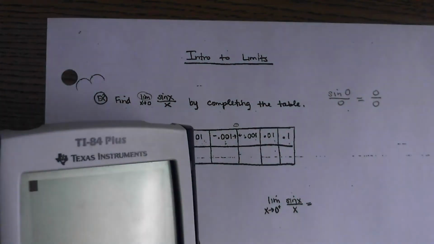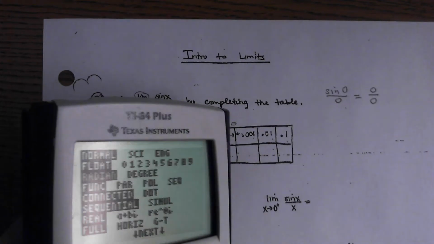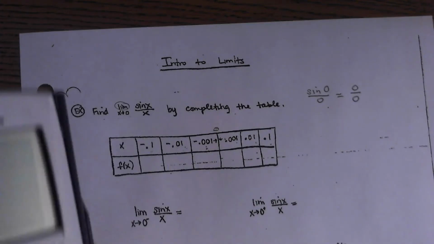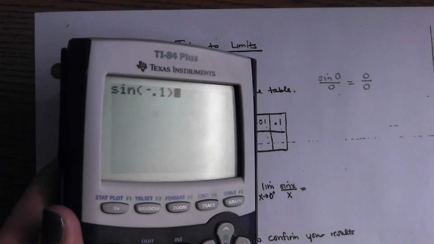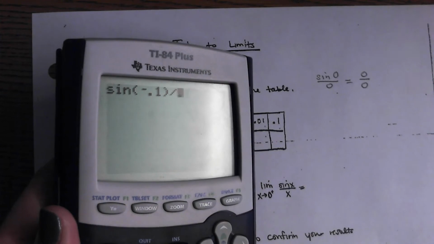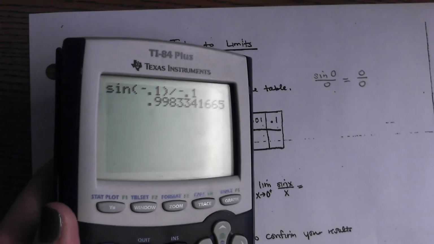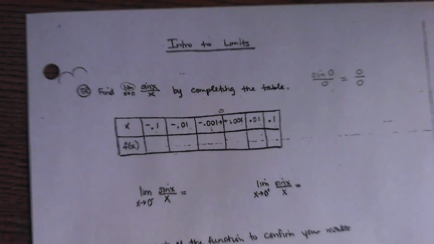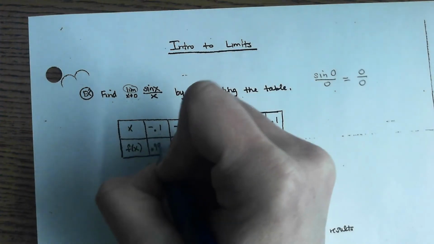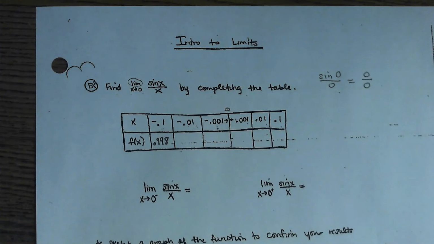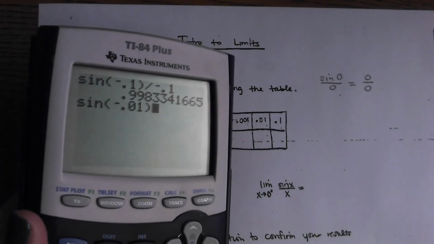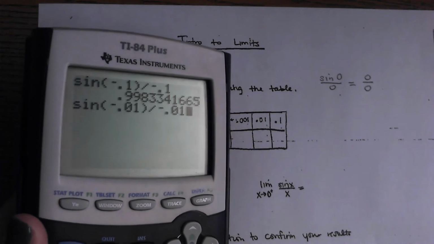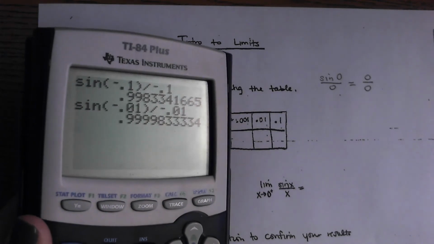So I'm just going to type in, and my calculator should be in radians mode, okay? So I'm going to do the sine of negative 0.1 over negative 0.1. And I'm just going to copy that down, 0.998. And then I'm going to do the sine of negative 0.01 divided by negative 0.01. And I get 0.99998.